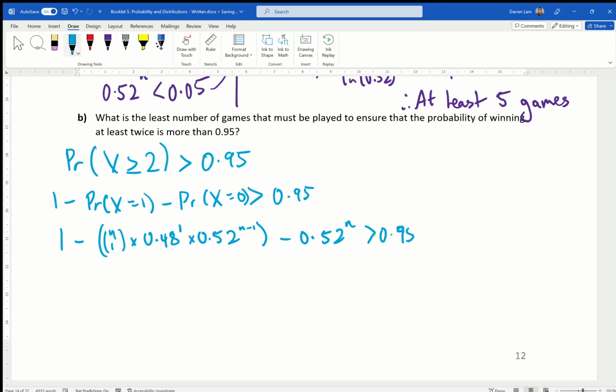How are you meant to simplify this? You can't, right? You have to do it by calculator. Alternatively, we can rewrite it as this. I'm just going to show you an alternate option: the probability of x being less than 2 must be less than 0.05. These would be equivalent. But you still end up with the same dilemma, right? So again, back to the calculator.